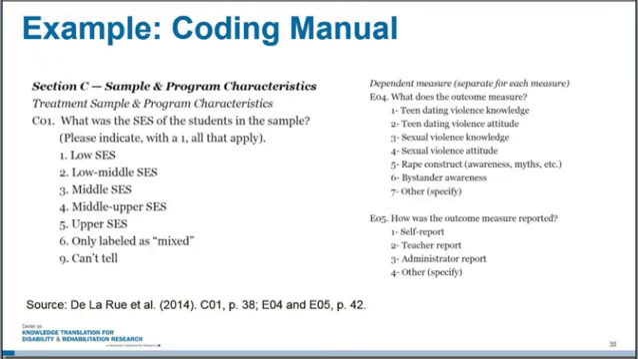So here's just a little example from the coding manual of the teen dating violence review. And we can see here this looks at, for example, sample and program characteristics, asking the coder to say what is the general SES of the students in the sample. There are some questions about what was the dependent measure, what was the outcome measure, was it teen dating violence knowledge, was it attitude, how was the outcome measure reported? There's also a question here about managing the coding, and I'll get to that in just a second.